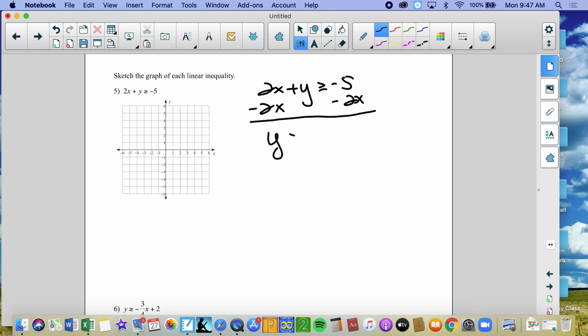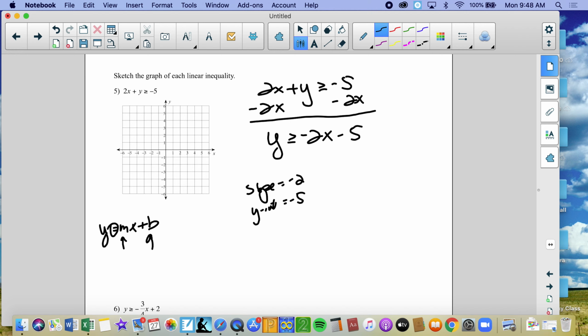So if we isolate it, we get y is greater than or equal to -2x minus 5. We're putting it in slope-intercept form. Slope-intercept form is y equals mx plus b, where m represents the slope, b equals the intercept. Yes, this is an equation, and this is an inequality. It doesn't matter. It's still in the form. So I know that my slope is -2, and my y-intercept is -5.